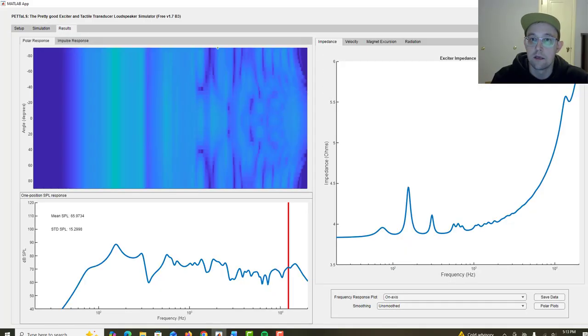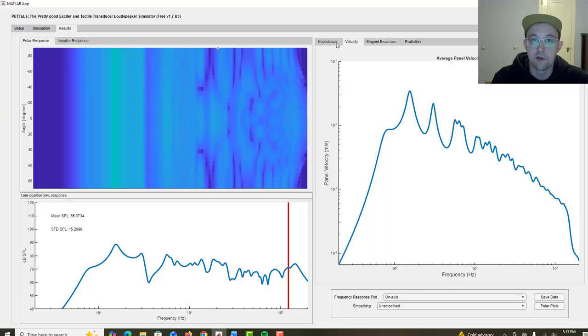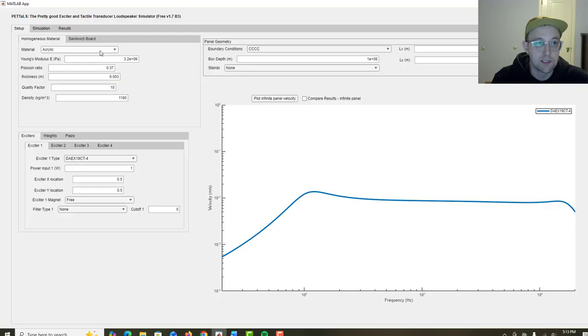And then over here on the right are four sets of results, two of which are not instantiated in the free download. And impedance is the first tab over here, and that's the one I'm going to be talking about in this video. So I've already run the default simulation for the program, which is an acrylic or plexiglass panel, 3 millimeters thick, clamped at all four edges, 23 centimeters wide, 35 centimeters tall, with a single DAEX19 CT4 exciter in the middle of the panel.